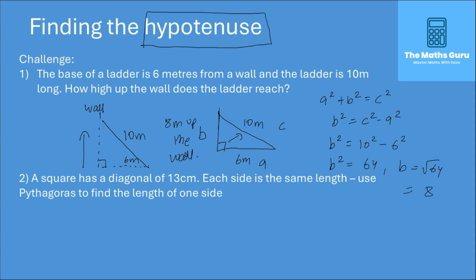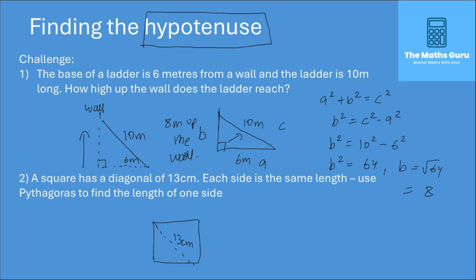Okay, moving on. A square has a diagonal of 13 centimeters. A square, let's draw this out. That looks like a rectangle. Let's just fix this. A square has a diagonal of 13 centimeters, and a diagonal is going to be this one here. Each side is the same length. Use Pythagoras to find the length of one side. Okay, again, this is not finding the hypotenuse, and so I obviously made another mistake in the questions. But yeah, it'd be interesting to look at.